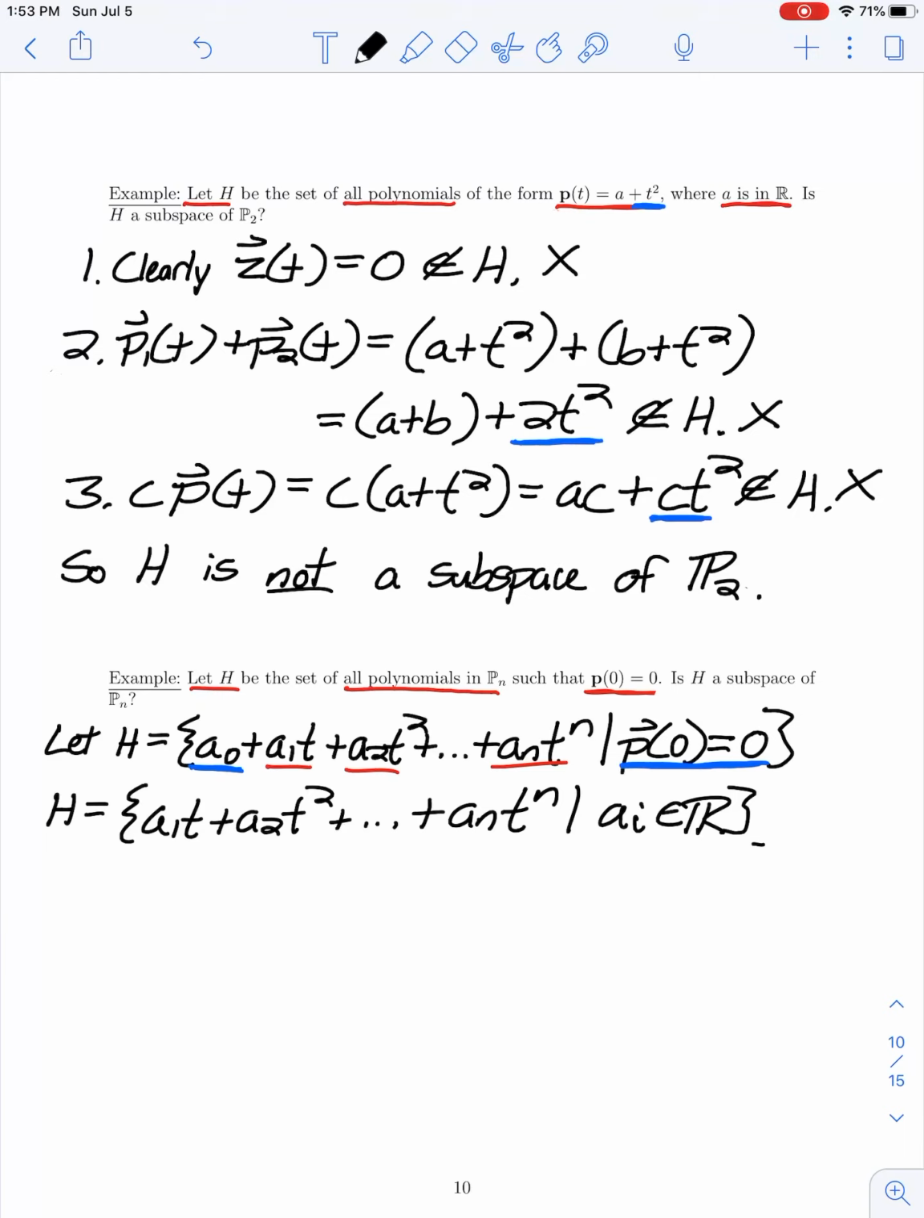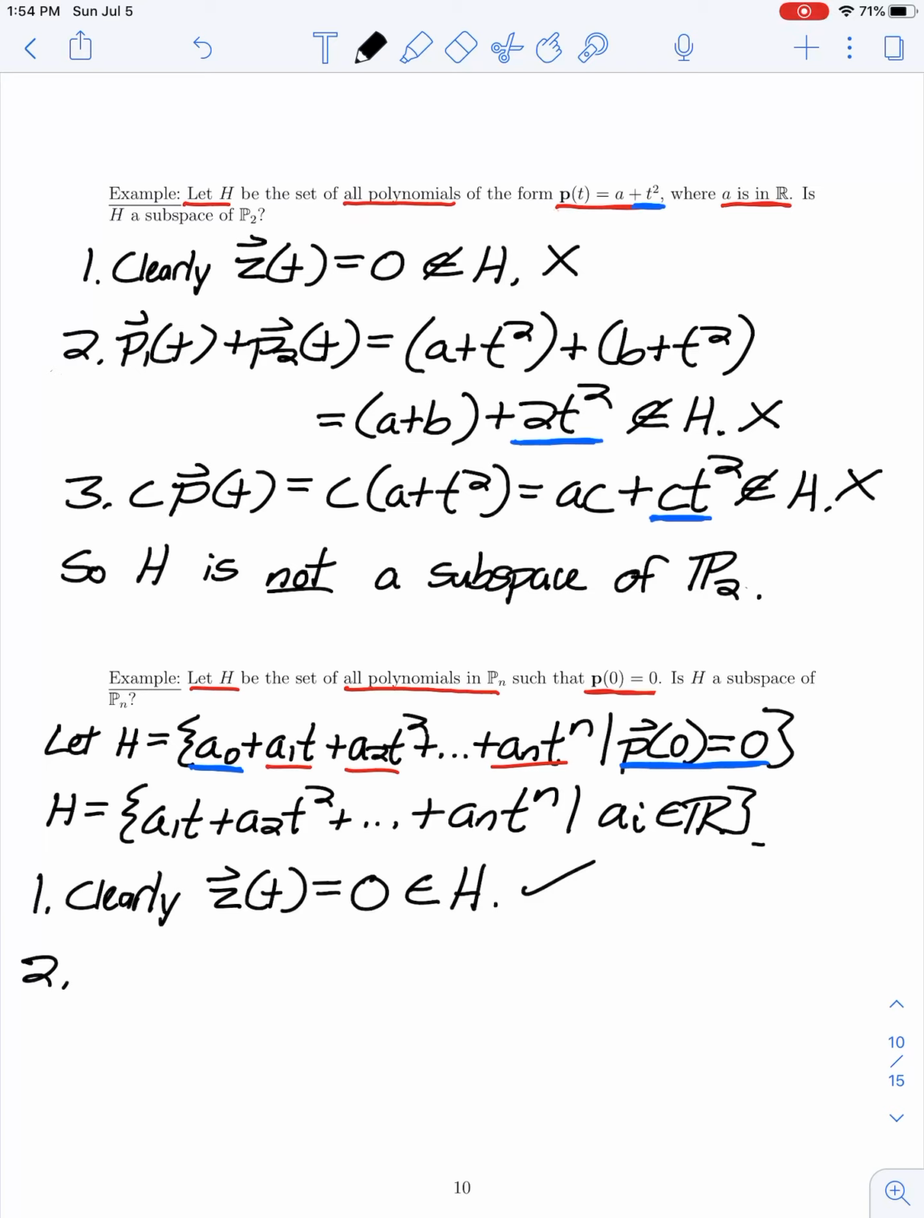So let's see whether this is a subspace of Pn by checking our three conditions. Condition 1 is whether the 0 vector in Pn is within this set. And clearly it is. The 0 vector, let's call it z of t, is the 0 polynomial for Pn, the polynomial which is identically equal to 0 for all values of t, which would satisfy the condition to be an element of the set H. Its constant coefficient is 0. So it satisfies the first condition for a subspace.